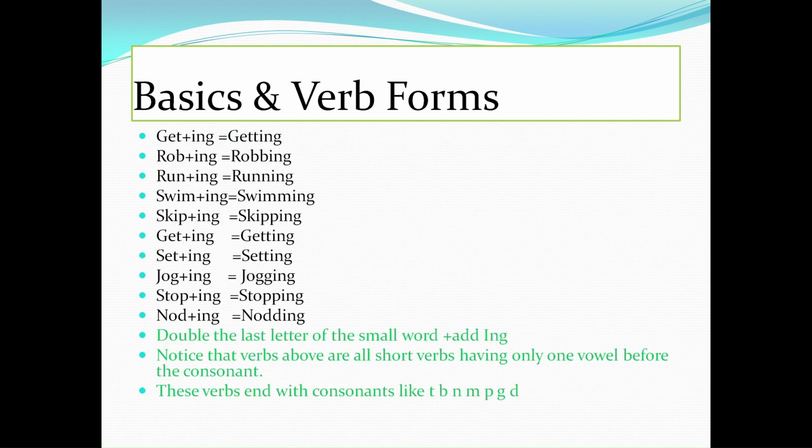Now there are certain more rules. If you see certain verbs, get, rob, run, swim, skip, you notice that all these are short verbs and they have one vowel before the consonant. So in this case, you have to double the last letter and add ing while making the present participle. This is just a rule I thought I should share with you.